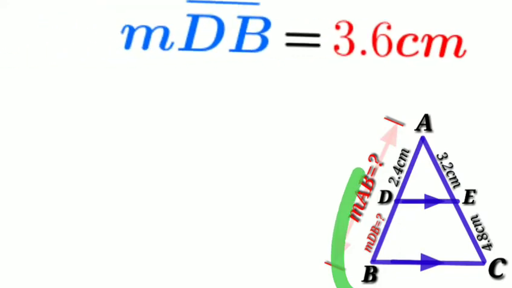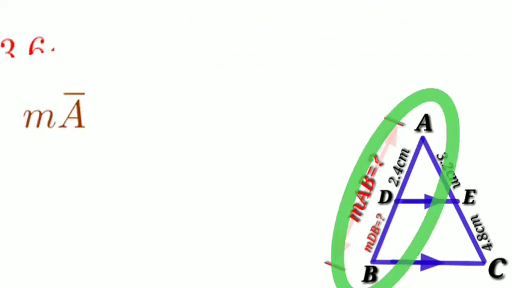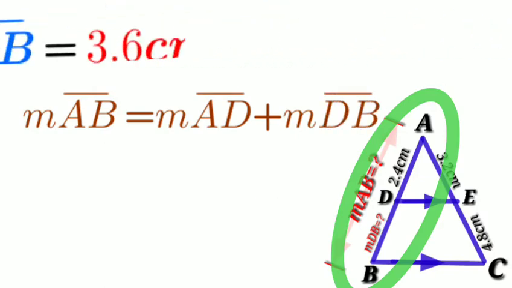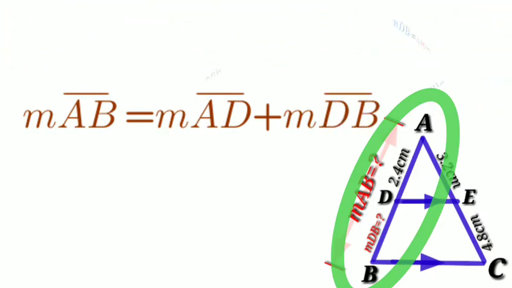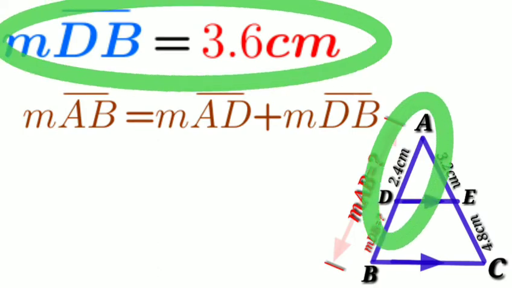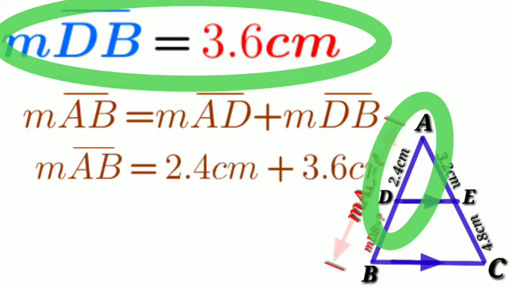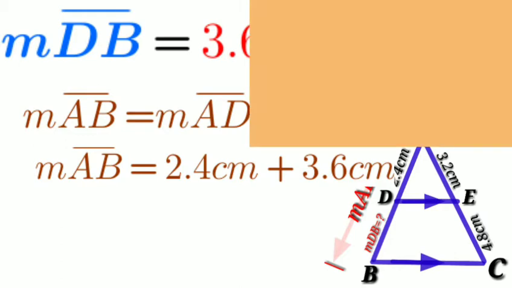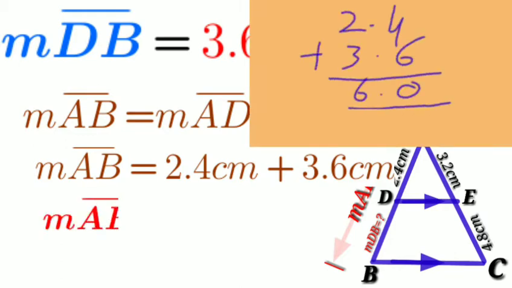We know that side AB is equal to side AD plus side DB. On putting the value of side AD and side DB, the sum of 2.4 and 3.6 is equal to 6. So value of side AB becomes 6 centimeter.